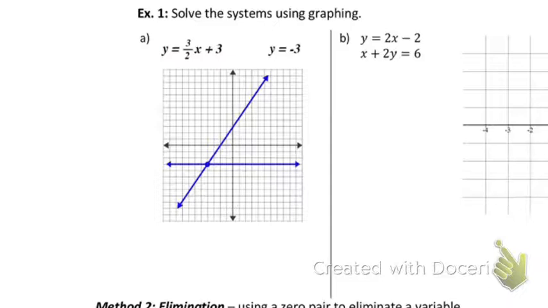So if I have y equals 3 over 2x plus 3, and I see this line right here, every point on this line is a solution to this. So this line in itself is a solution set to this equation. This horizontal line right here is the solution set to y equals -3. Any point on here will satisfy this equation.